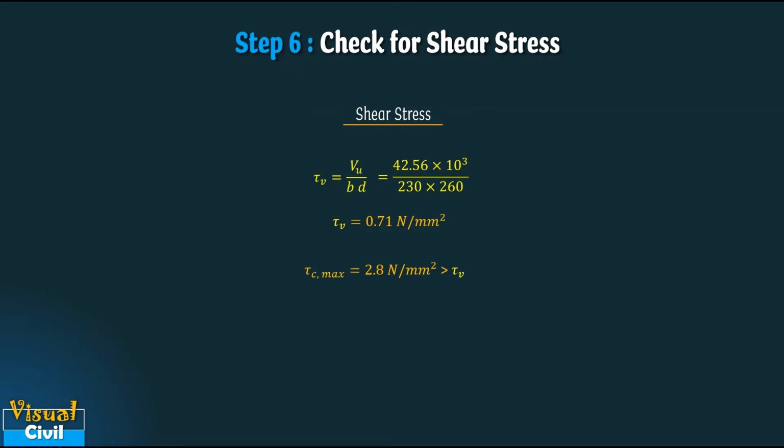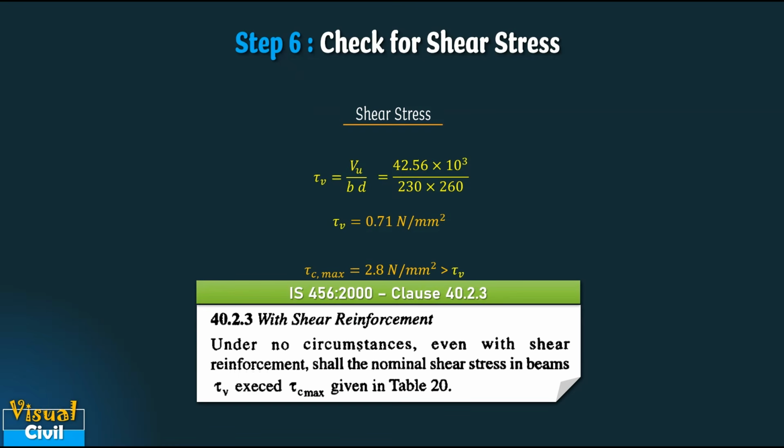As per the clause 40.2.3 of IS 456, under any circumstances, even with shear reinforcement, the nominal shear stress tau v should not be more than tau c max.